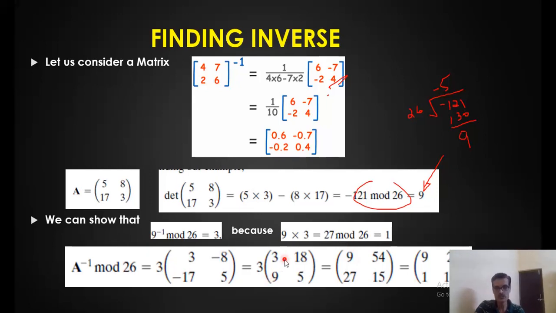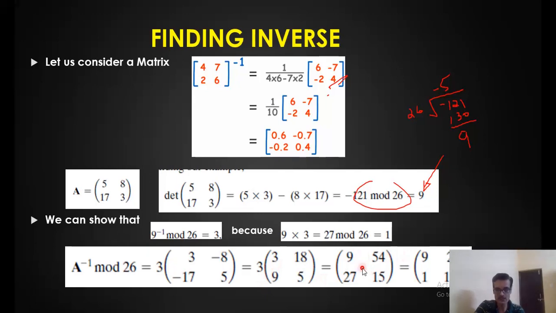So we got 3, 18, 9, 5 as the adjugate matrix, because this matrix is converted into positive numbers. Okay, 3 into this will give you this. Again I have a 54 over here, which is not allowed. We have to take mod 26, right? So this is the A inverse.